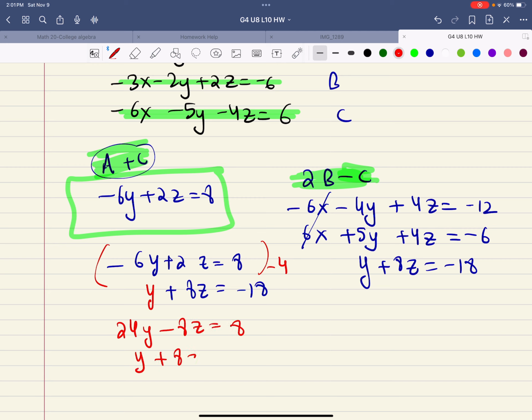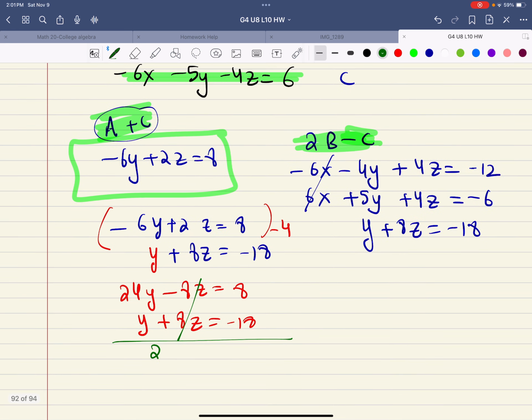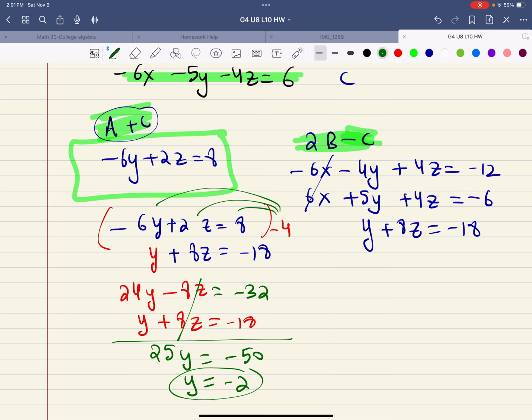Second equation is y plus 8z equals negative 18. Let's go ahead and add these equations. So we get 25y equals negative 18 plus 8. Which actually, we need to multiply everything on both sides, so this is going to be negative 32. So negative 32 and negative 18 is actually going to become negative 50. y would turn out to be negative 2 in this case.